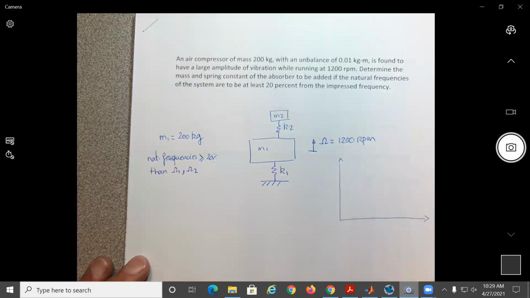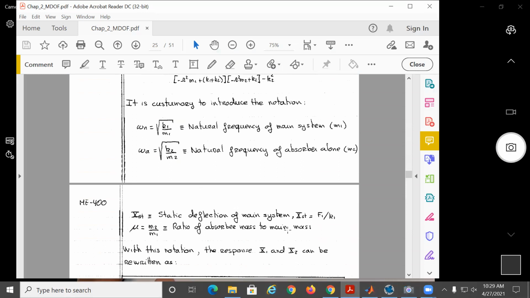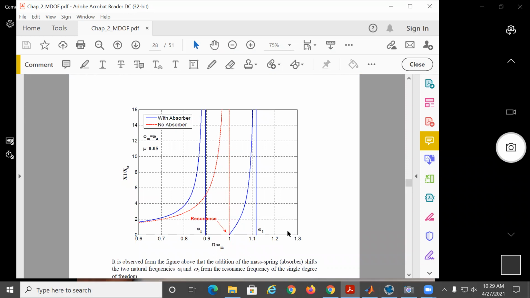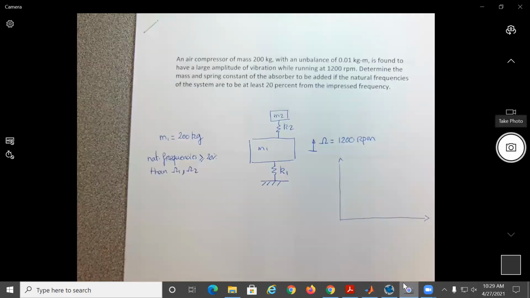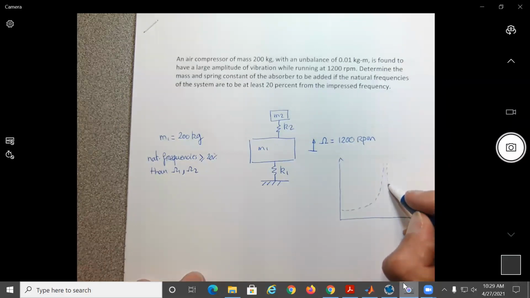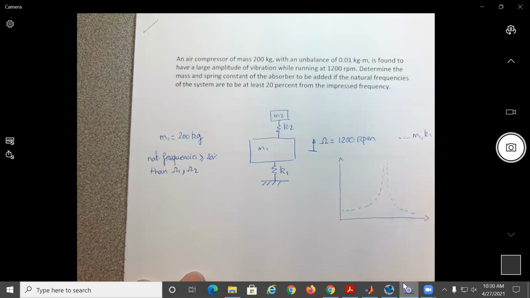I think this is important over here, is that basically what I want to do is just do a little figure like this one over here, I don't know if it's exact or not, to show the original system with just the mass M1 and K1, you have basically this. Okay, this is just M1, K1. Now, what happens when you add the absorber?